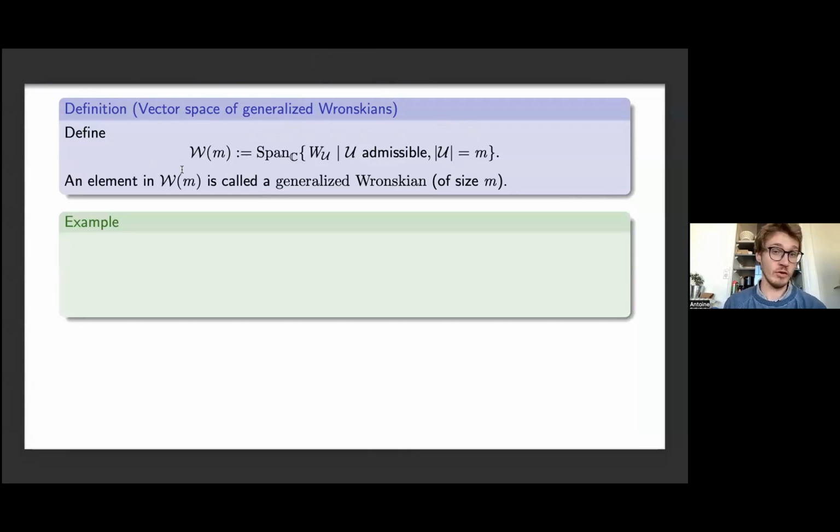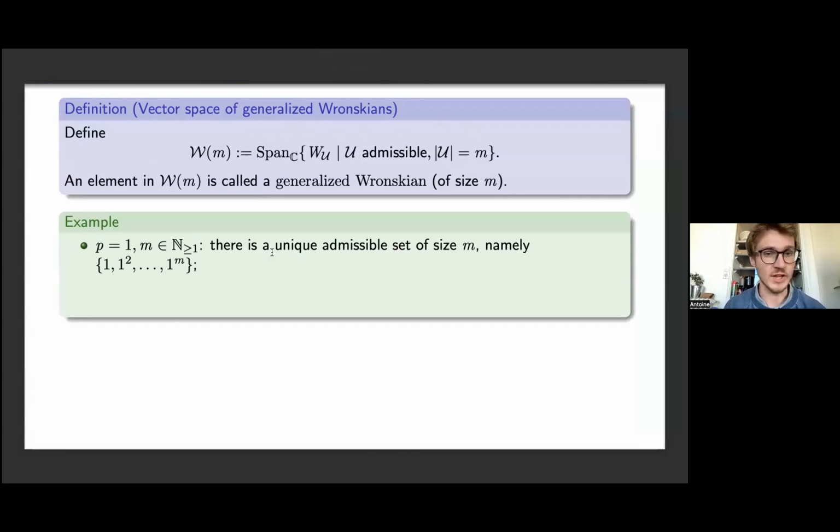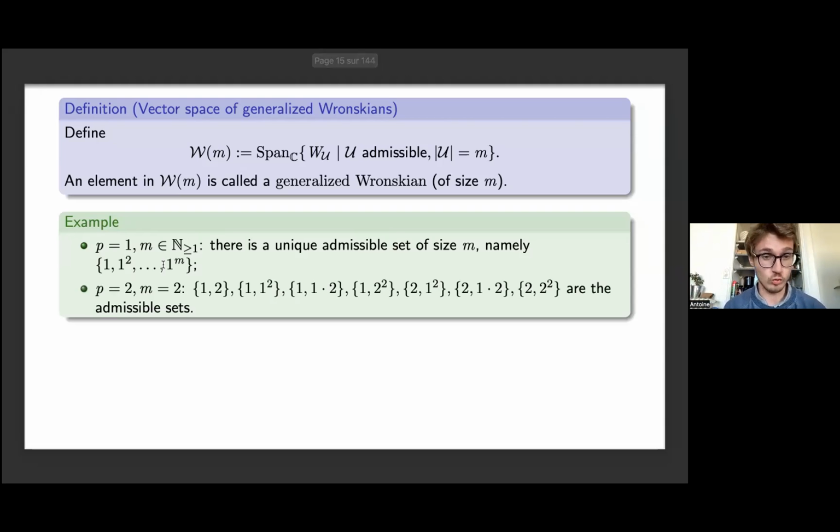For example, if we take p equal to 1, then there is a unique admissible set of size m, which is the following. We recover the usual definition of the Wronskian in one variable, where we differentiate the function as many times as it takes to obtain a square matrix, then take the determinant. For p equal to 2 and m equal to 2, here I've listed all the admissible sets, and we have 7 of them. In greater generality, it's a combinatorial matter to list all of them.